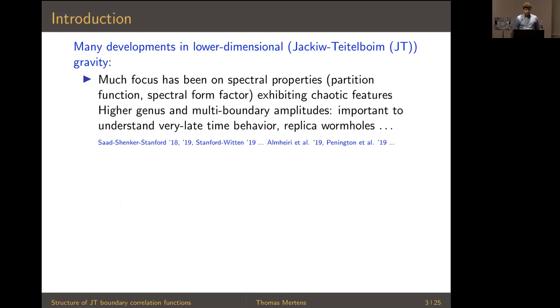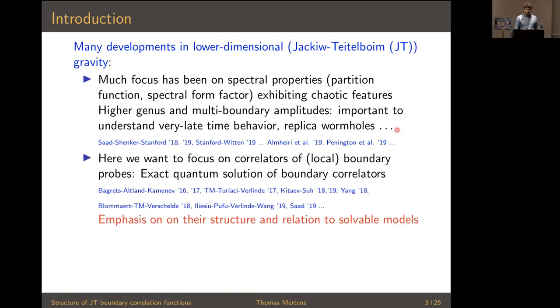There have been many developments in lower dimensional gravity, and in particular in Jackiw-Teitelboim or JT dilaton gravity in 2 dimensions. Much focus in the past few years has been on spectral properties, in particular the partition function and the spectral form factor, to exhibit chaotic features of bulk black holes. People have also studied very extensively during the past couple of years higher genus and multi-boundary amplitudes, which have been shown to be very important to understand the very late time behavior. Also replica wormholes to better understand the black hole information paradox and so on.